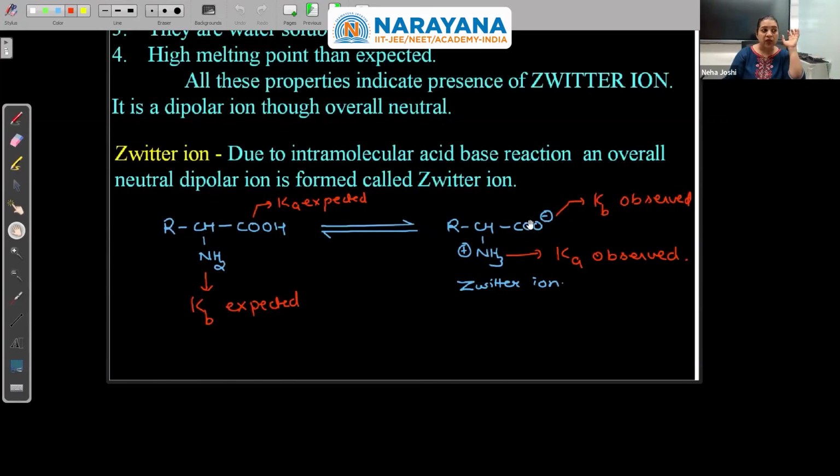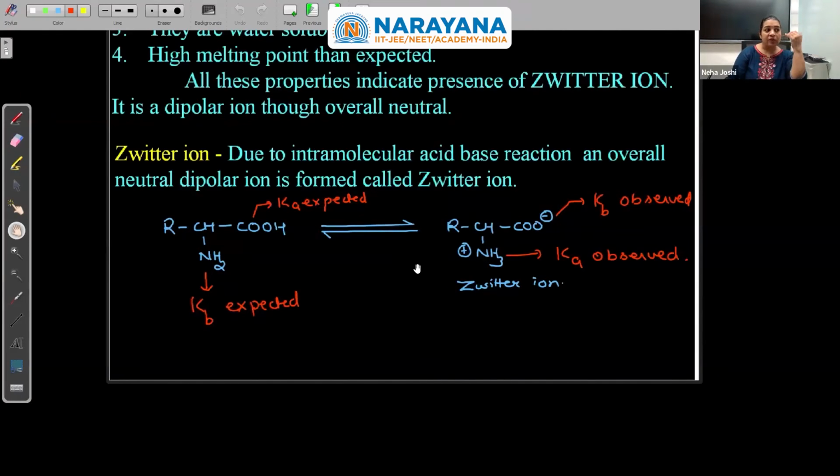Dipolar ion, zwitter ion, minus and positive. So this is the Ka that we expected, that carboxylic acid. This was the Kb we expected. But what we found is in fact absolutely different. We did not find the Ka of carboxylic acid. We observed the K of the conjugate acid of NH2.